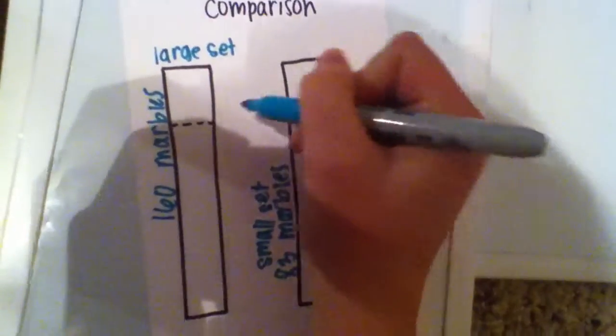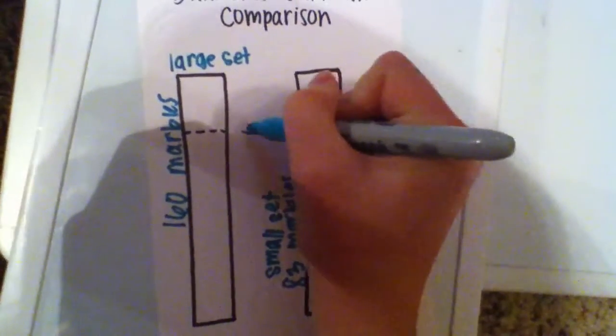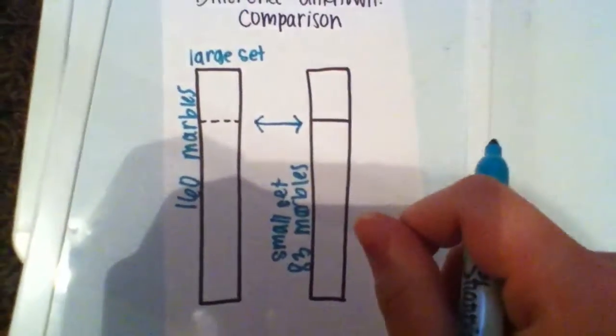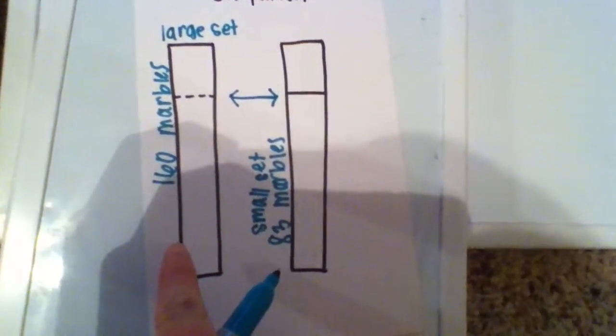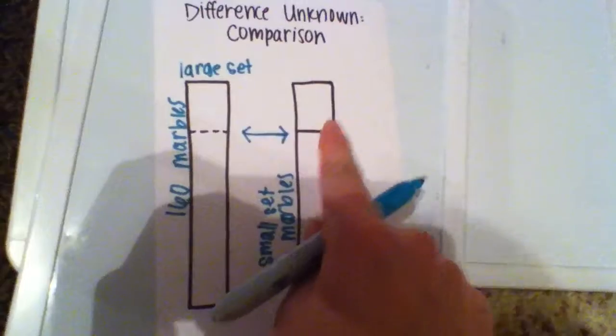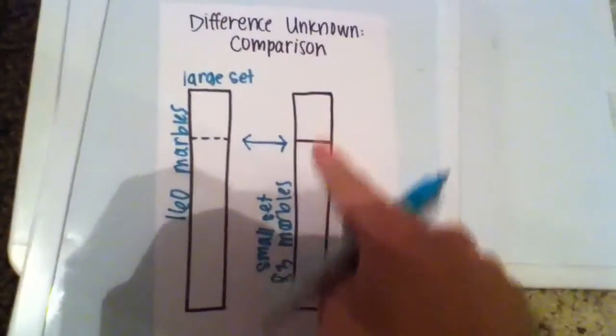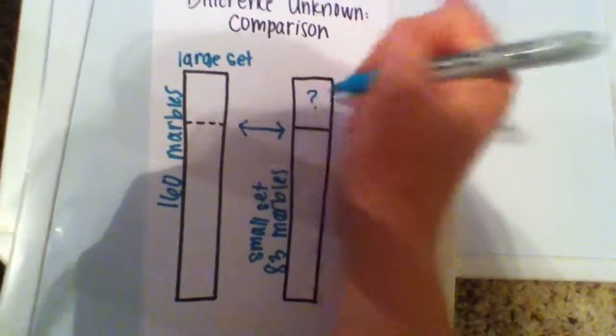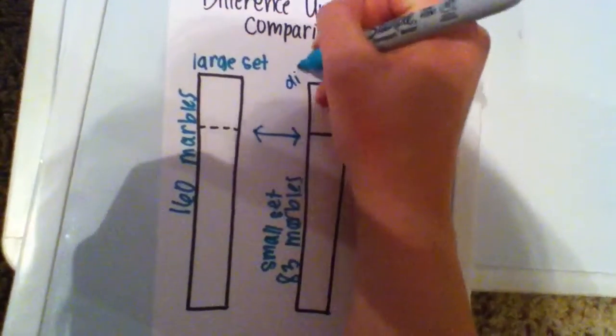And right now we know that these two line diagrams are going to be equal. And so these two strips represent 160. So knowing that, we know that this has to add up to 160, including the 83. So this is going to be our question mark, and this is going to be the difference.